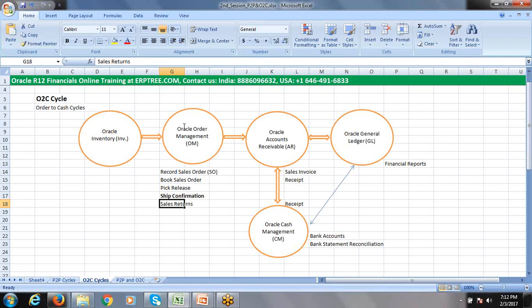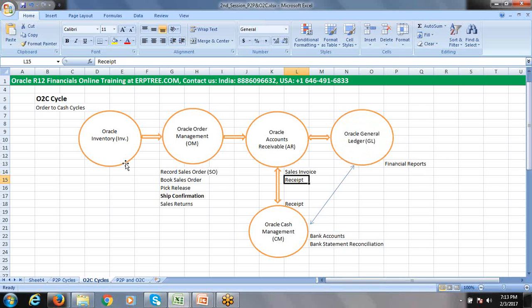Finally, the sales department, the order management application, will pass the ship confirmation details to the receivables department. Based on that, receivables will create the sales invoice. When they get the payment from the customer, they record it as a receipt, and AR will share the receipt information with CM for bank statement reconciliation. Finally, all the information will be shared with GL, the general ledger application, to prepare the financial reports.